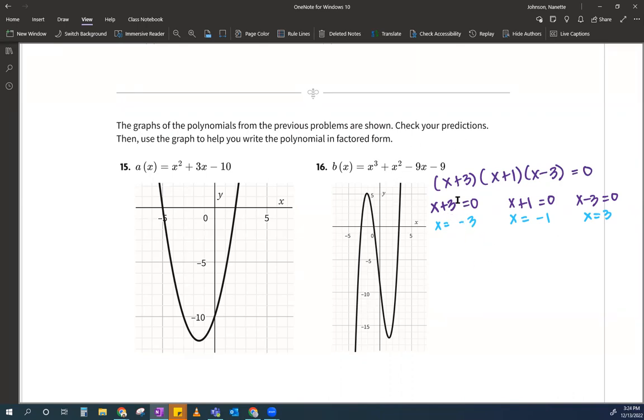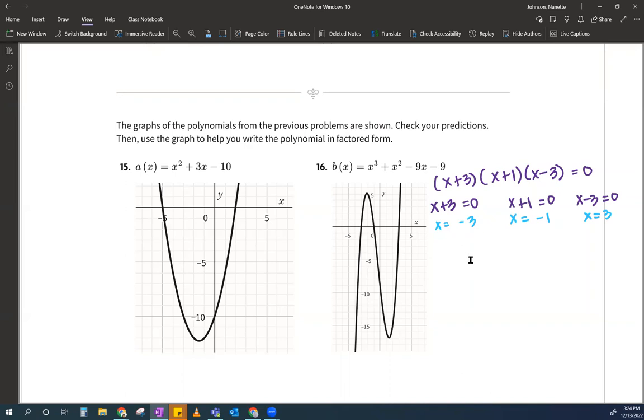A really quick check for Miss Johnson in terms of making sure that this matches up is I multiply the first times the first times the first, and I get x cubed. And I multiply the last times the last times the last, and I still get -9. So I'm pretty sure that this is absolutely perfect.